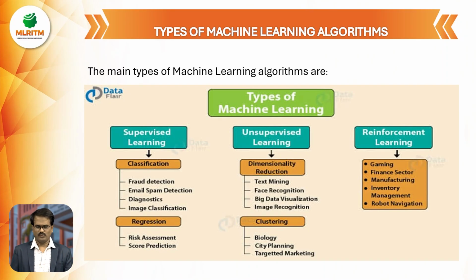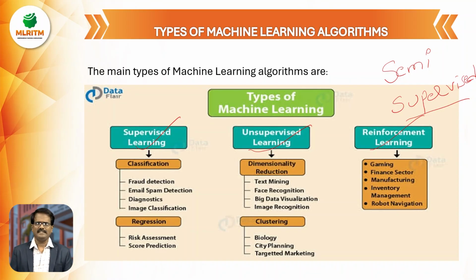Now, what are the different types of machine learning algorithms? As we discussed, there are majorly four types of machine learning algorithms: supervised learning algorithm, unsupervised learning algorithm, and reinforcement learning algorithm. One more is the semi-supervised learning algorithm. Actually, we have not discussed the semi-supervised learning algorithm much.